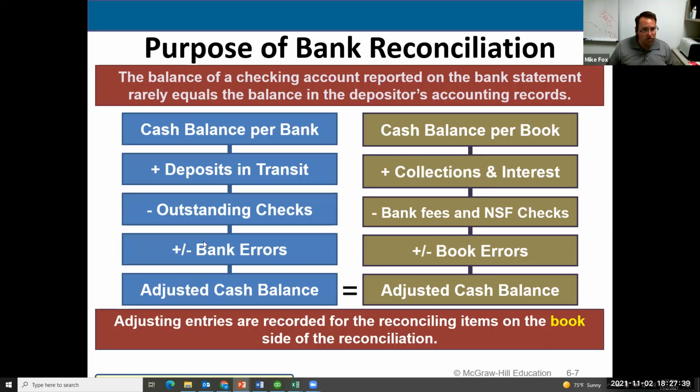Sometimes there are bank errors. You get your bank statement back and you look at it and you're like, whoa, this says I wrote the check for a certain amount, but that's not what I have on my records. And so you have to get that fixed.